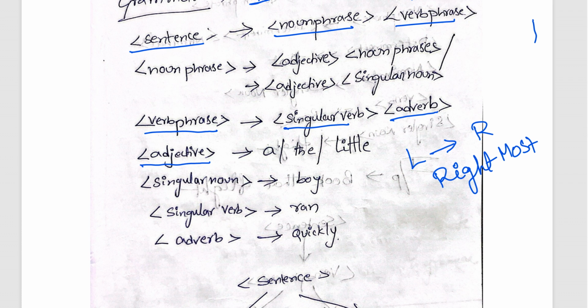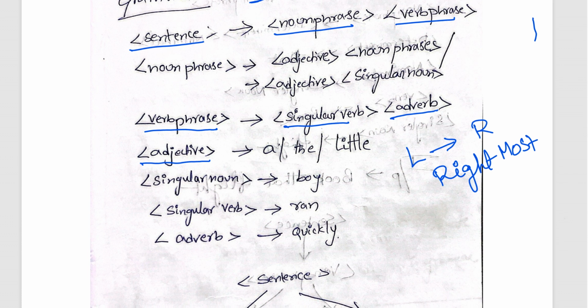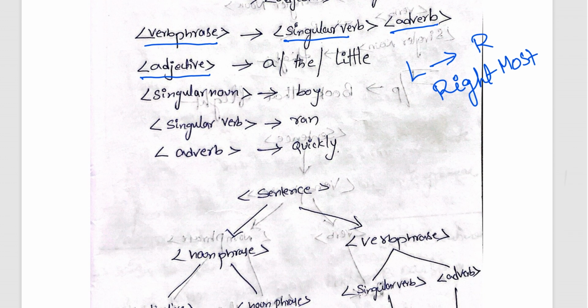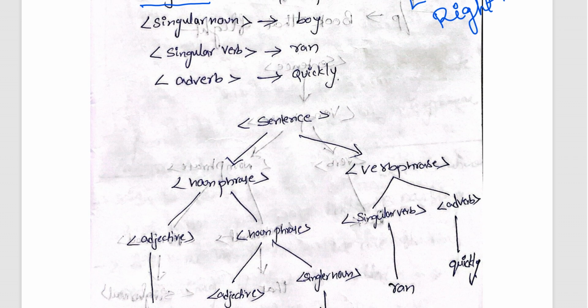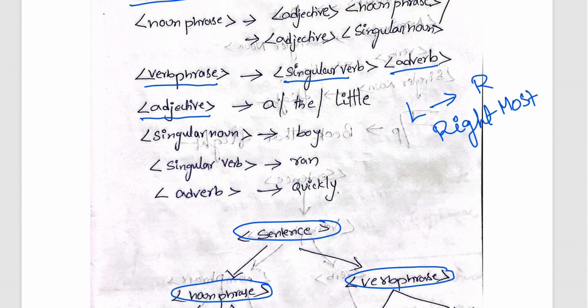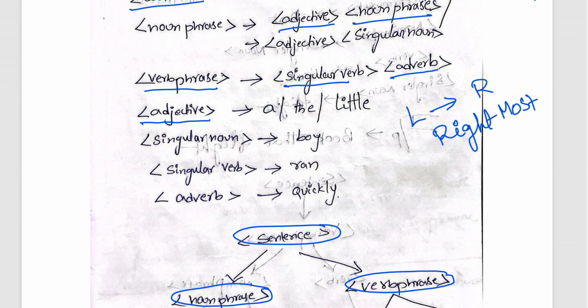Based on this grammar, we have to draw the parse tree. How will we draw the parse tree? See here very clearly. First, I'll draw the sentence. The sentence is followed with a noun phrase and verb phrase. Under the noun phrase, what are the available things? Adjective and noun phrase, or adjective and singular noun. Either you can use these two or these two.